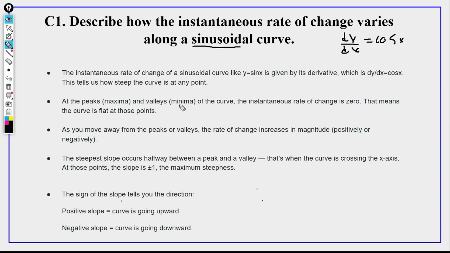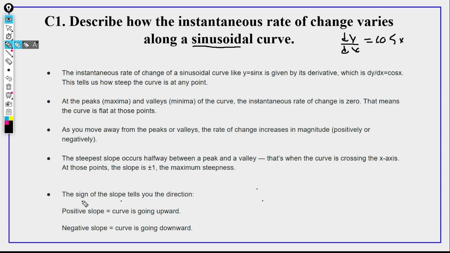At the peaks and valleys, the maximum and minimum values of the curve, the IROC is 0. That means the curve is flat at those points. As you move away from the peaks or valleys, the rate of change increases in magnitude, positive or negative. The steepest slope occurs halfway between a peak and a valley, when the curve is crossing the x-axis. At those points, the slope is positive or negative 1, the maximum steepness.